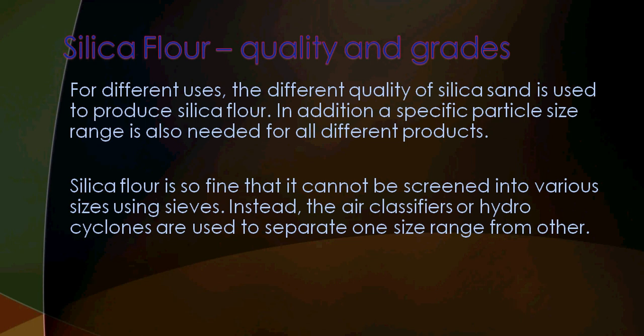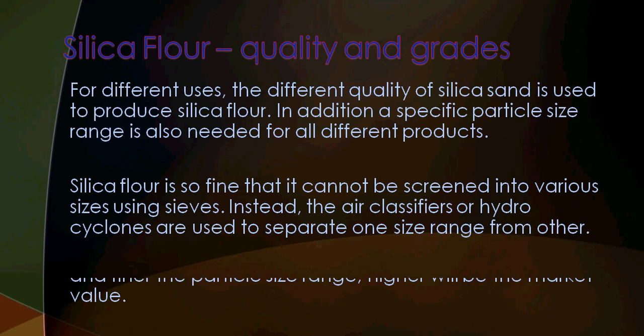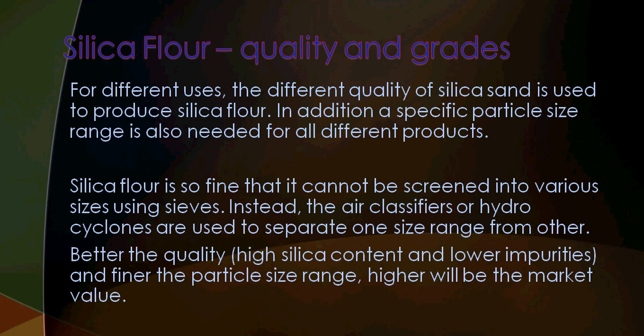We cannot use screens because this fine silica sand will be stuck in the holes of the screens. So screens or sieves are not used for the classification. Instead, we have the air classifier or hydrocyclones, and these hydrocyclones or air classifiers are attached to the ball mill, and we can separate various particle sizes. The better the quality, meaning high silica content and low impurities, and the finer the particle size range, the higher will be the market value. That's it.